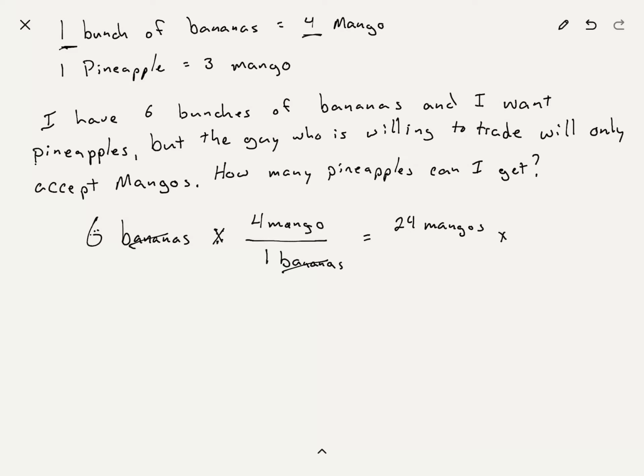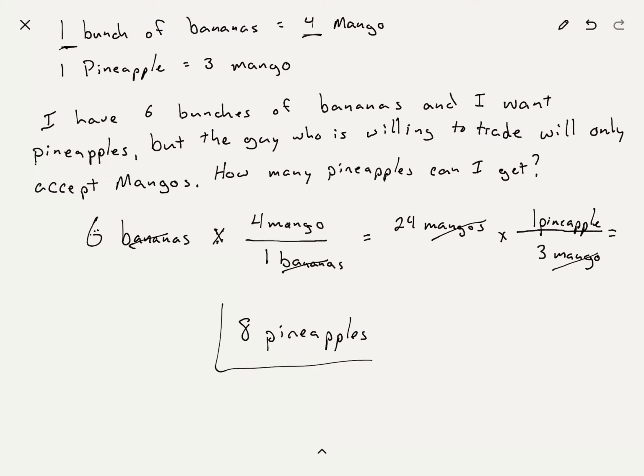But we don't want to stop there. So we need to take our mangoes and figure out how many pineapples we can get. So this time we're going to multiply by 1 pineapple for every 3 mangoes. Our mangoes cancel out. 24 divided by 3 means that we can get 8 pineapples for our original 6 bunches of bananas. Everything had one significant figure there, so 8 is the answer.